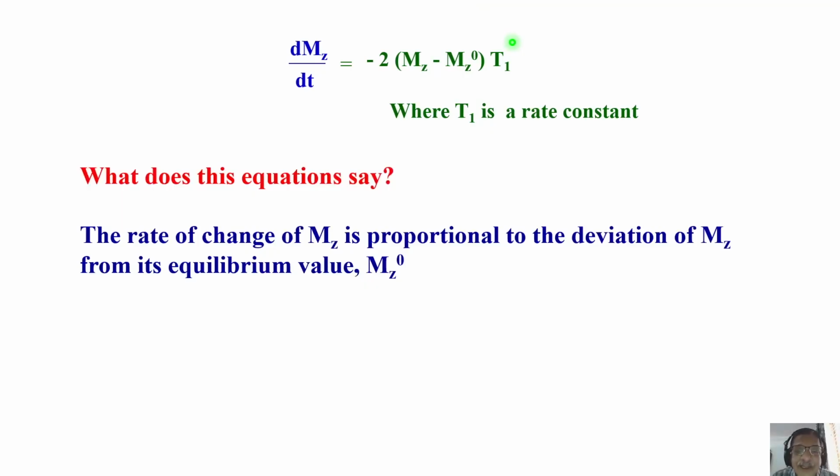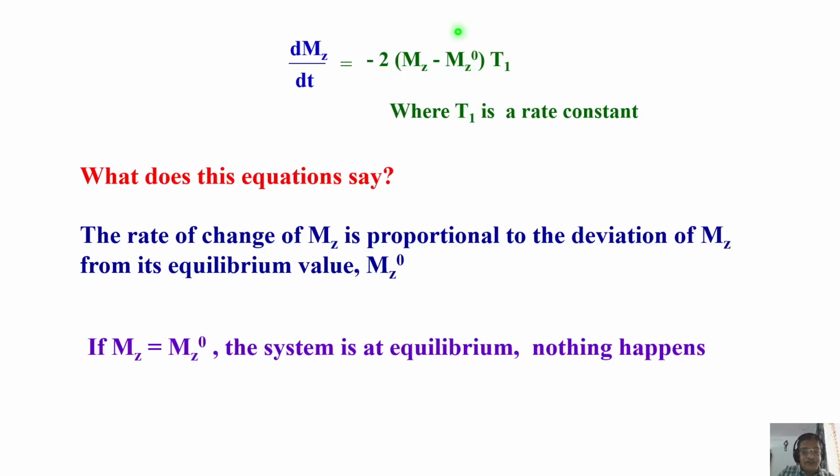Now, what does this equation say? The rate of change of magnetization is proportional to the deviation from its equilibrium value. Like for the individual states, we found the equilibrium populations N alpha 0 and N beta 0. But for the entire magnetization, the equilibrium value is Mz 0, and the deviation from equilibrium is Mz minus Mz 0. That's what this equation says.